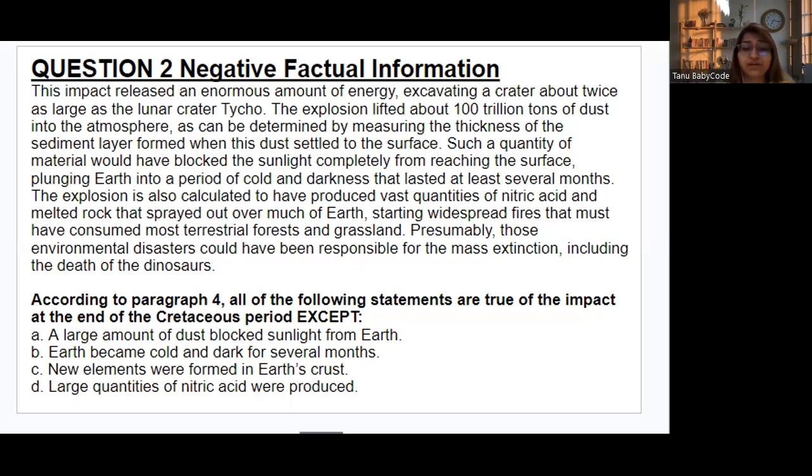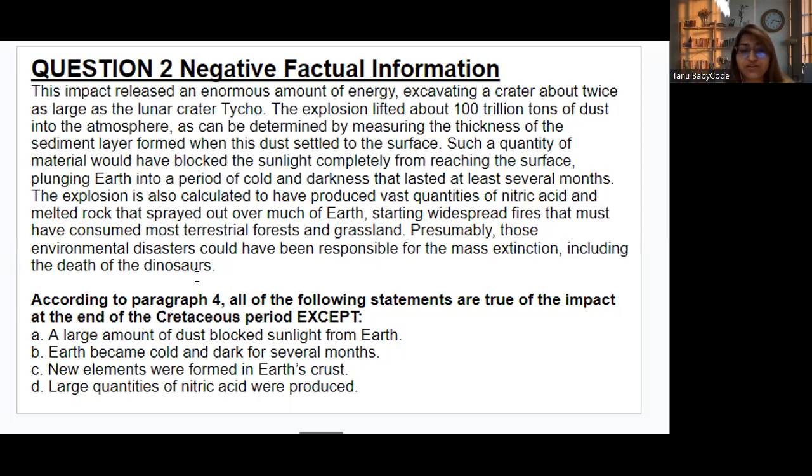First statement says a large amount of dust blocked sunlight from Earth. So it is mentioned here that the material would have blocked the sunlight completely, right? So this one is there. Second, Earth became cold and dark for several months. Earth went into a period of cold and darkness that lasted for at least several months. So this is also there. C: new elements were formed from the Earth's crust. I couldn't find any statement talking about new elements that were formed in the Earth's crust. So this can be our option.